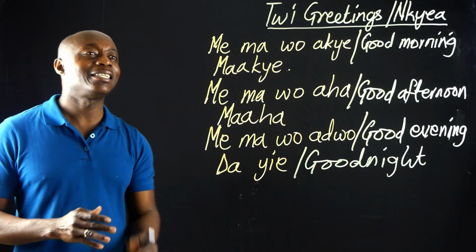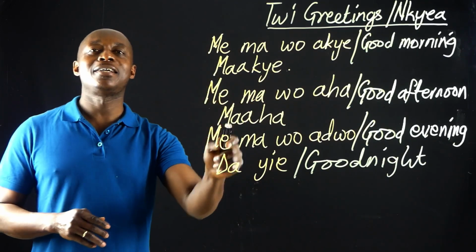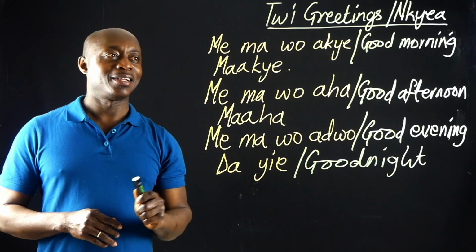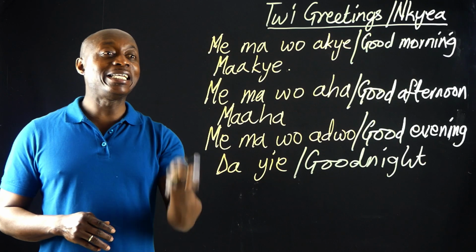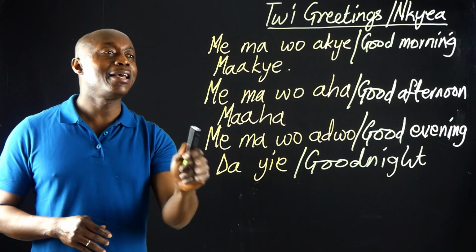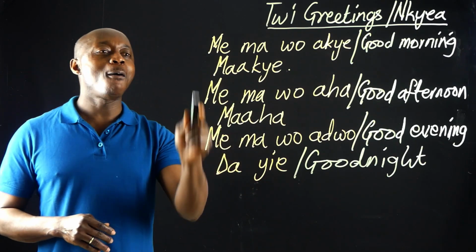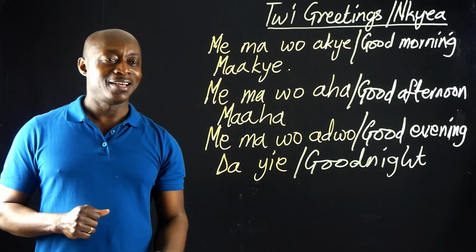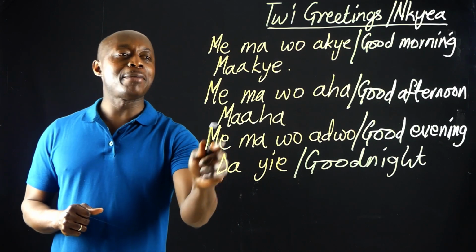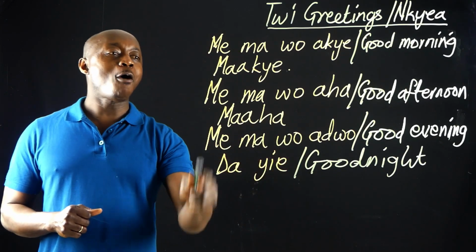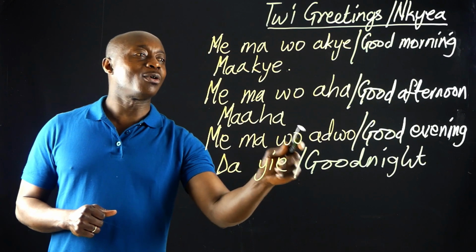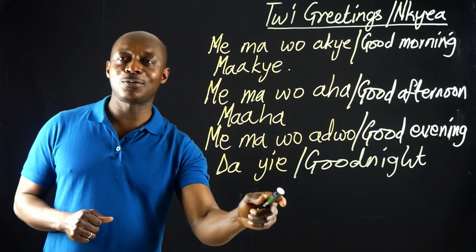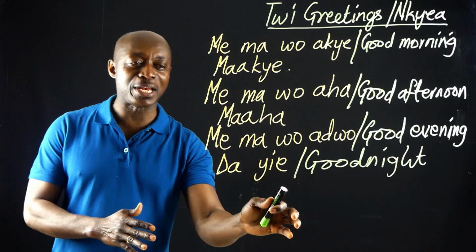So what are we saying? We are saying that in the morning we greet Maakye or memawo akye. That is good morning. In the afternoon we say memawo aha or Maaha, and that is good afternoon. In the evening we say memawo adwo or Maadwo, which is good evening.